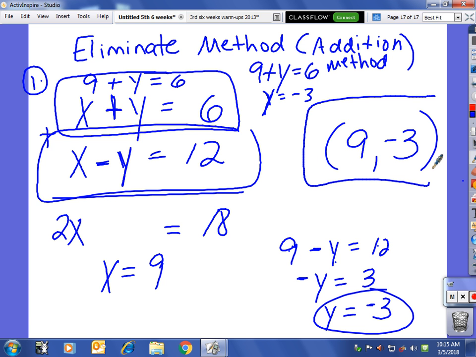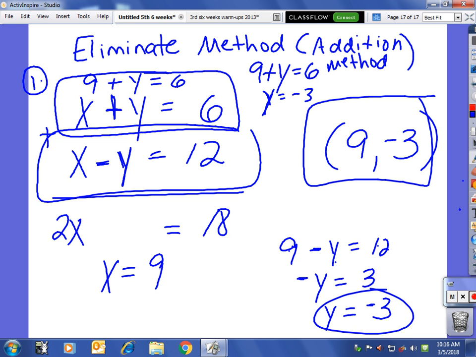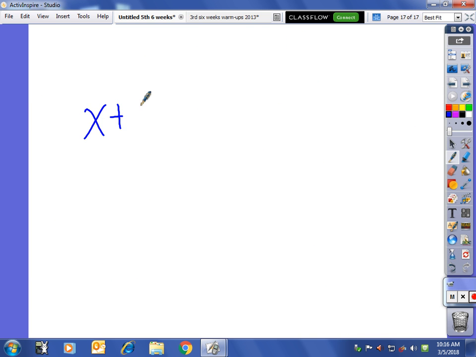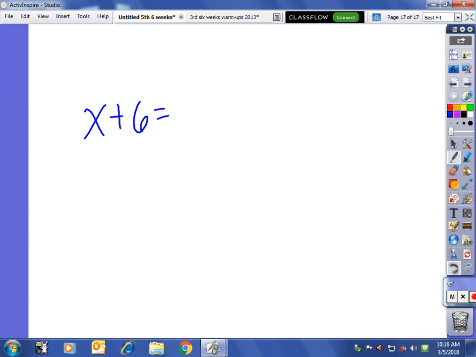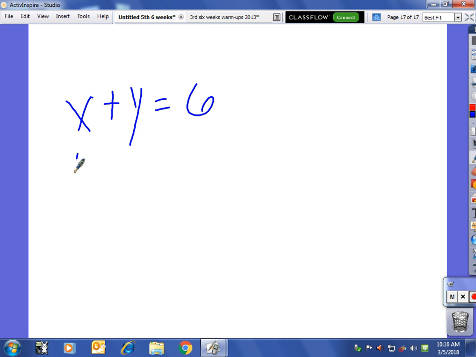That's the one point where those two lines do what? Intersect. To check it, I could graph both of these. I could put them both in graph form and see if they intersect at positive 9, negative 3. Here's another thing you could do. My original problem was x plus y equals 6, and then I also had x minus y equals 12. And we just said that the answer was positive 9, negative 3.